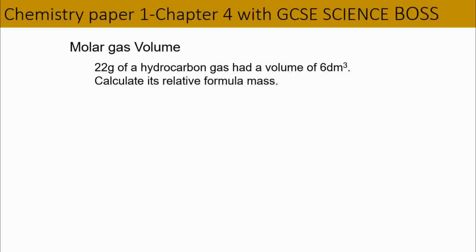All right, so have a look at this one. I now have 22 grams of a hydrocarbon and it has a volume of 6 dm cubed. We now need to find its molar mass. Okay, so now we know that moles is equal to the 6, which is the volume, divided by 24, which is the molar volume. So now we know that is 0.25 moles of that hydrocarbon.